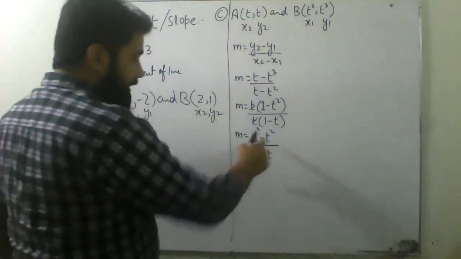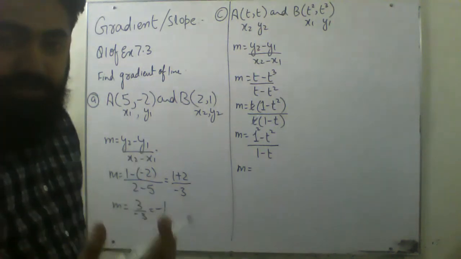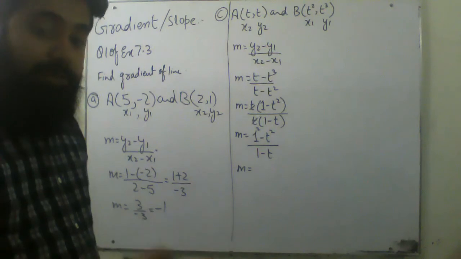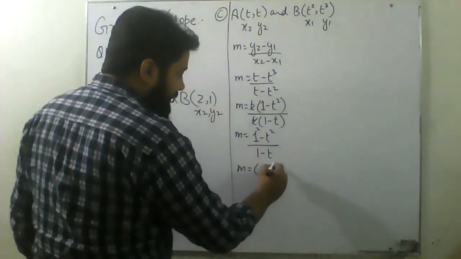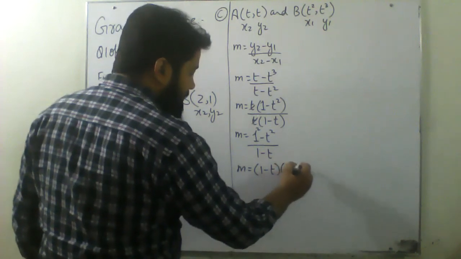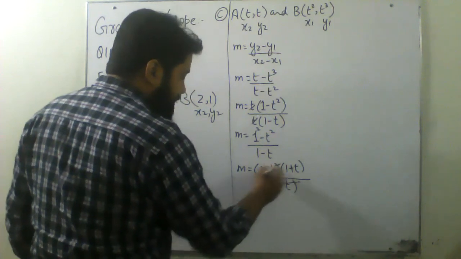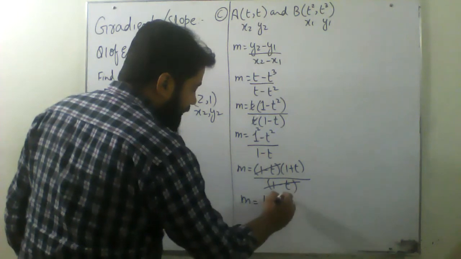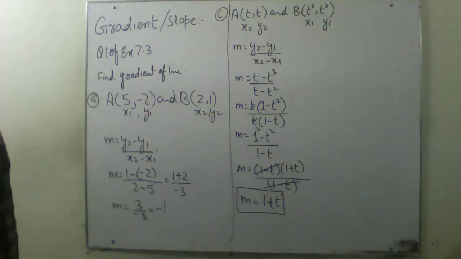Okay. So if it is written as 1 square, I'm using the identity a square minus b square equals a minus b into a plus b. So this will become 1 minus t into 1 plus t over 1 minus t. These two will be cancelled and the gradient of the line is coming 1 plus t over here. Okay, the gradient is coming 1 plus t, right?